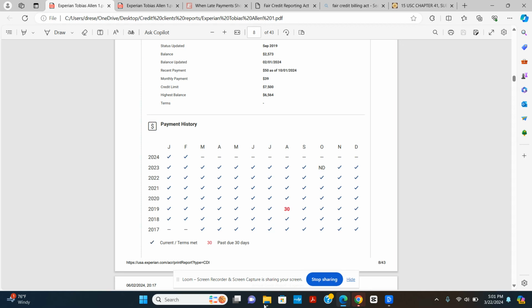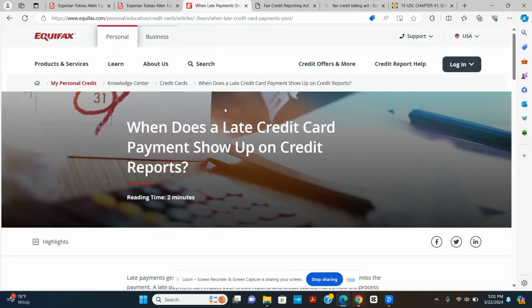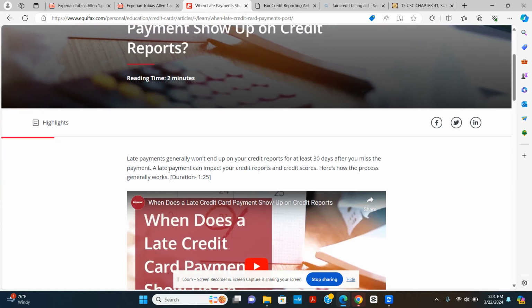Let me show you why I would do that. This is from Equifax: when does a late credit card payment show up on a credit report? Late payments generally won't end up on your credit report for at least 30 days after you miss the payment, right? So it's a 30-day late payment. If you are 27 days late paying it, it's not a 30-day late payment.